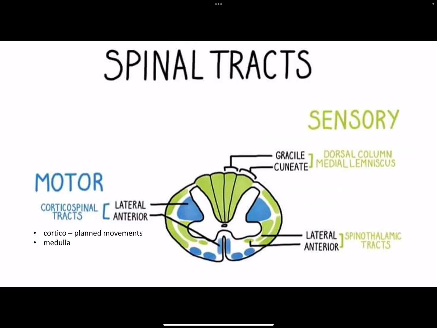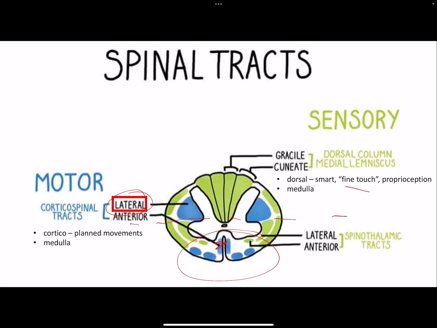So a little summary. Corticospinal tract, I think of cortico, brain, plan movements. This is decussating at the medulla. Don't worry about this. Worry about this. Knowing where these are. These are kind of on the posterior side, and this is kind of on the anterior side. This is going to be important for when we talk about strokes and whatnot. Looking at the dorsal column, you think of dorsal fin, dolphin, fine touch, proprioception. It's very smart, and this is also decussating like this at the medulla.